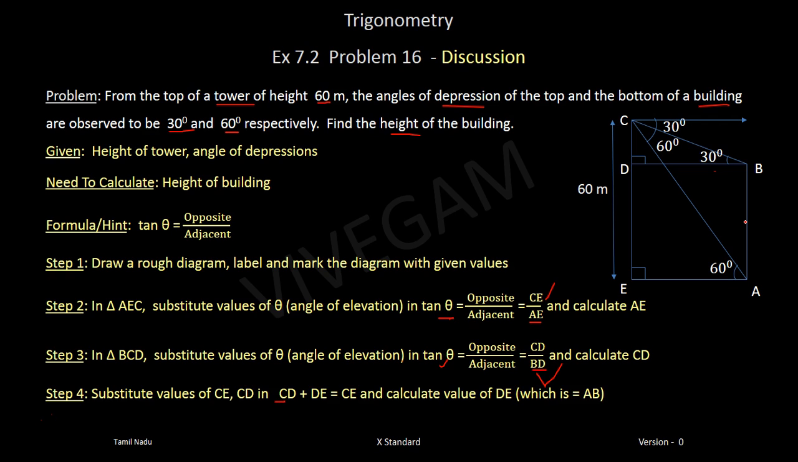Okay, so let's write that. Substitute the value of CE and CD. We know the relationship CD plus DE equal to CE. We just calculated CD in step 3, and we know CE, which is given as 60 meters. So substitute the value of CD and CE in this equation, and you will be able to calculate DE, right? Because these two are known, DE can be calculated. But again, as I said, what is DE? DE equal to AB, which is the height of the building. Okay, so that is how this problem can be solved.